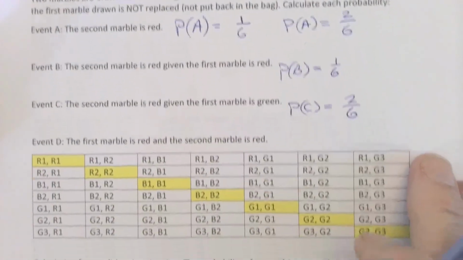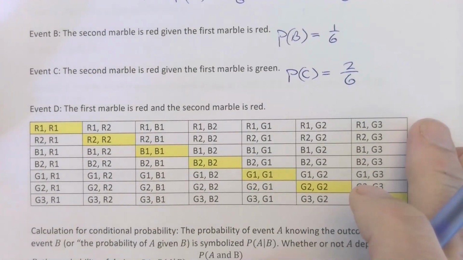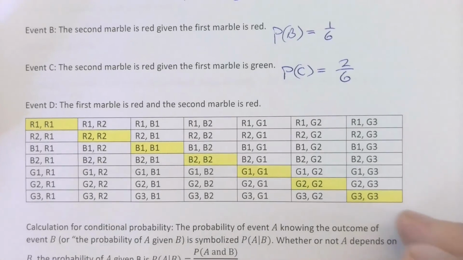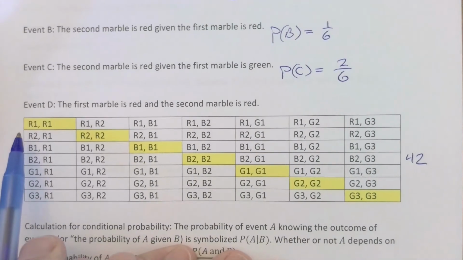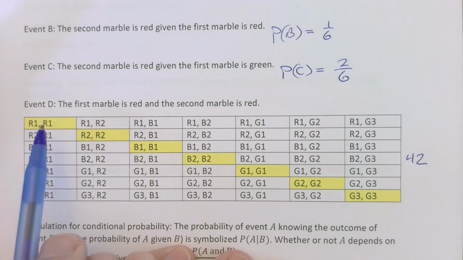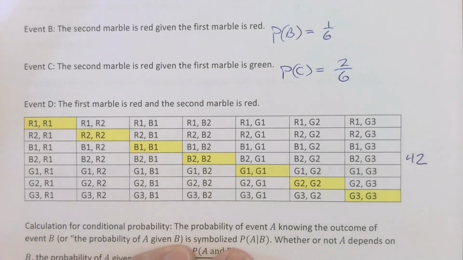Event D, what's the probability that the first marble is red and that the second marble is red? So this would be drawing red marbles back to back, even though you didn't put the first red marble back in. Well, first of all, the sample space is not 49 anymore. It's down to 42. And that's because if you drew a red marble out, you couldn't draw that same red marble back out because you didn't put it back.